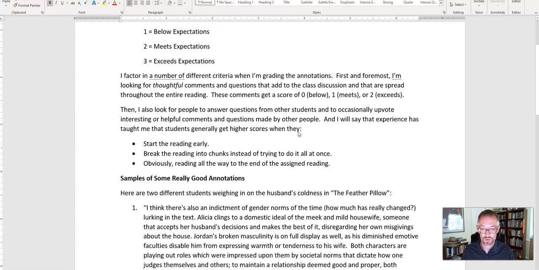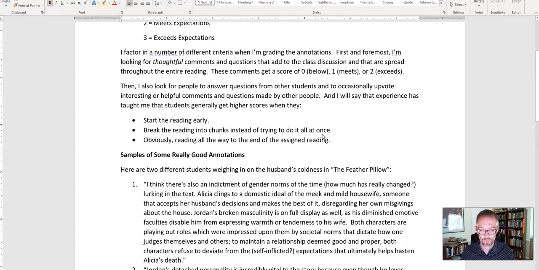Experience has taught me that students generally get higher scores when they do a couple of things. When they start the reading early, instead of like 15 minutes before the deadline where they have to burn through it. The second thing, it's often really helpful to break the reading into chunks instead of trying to do it all at once. And then, obviously you want to read the whole assignment because that's going to allow you to make smarter, more interesting comments and annotations. Okay, so those are 3 things that I think have really helped.